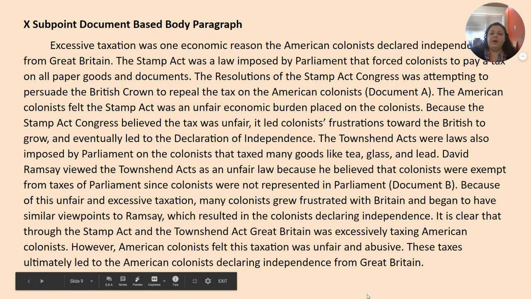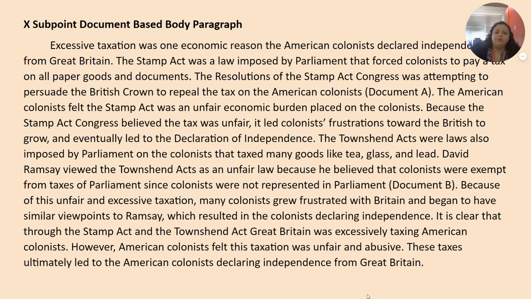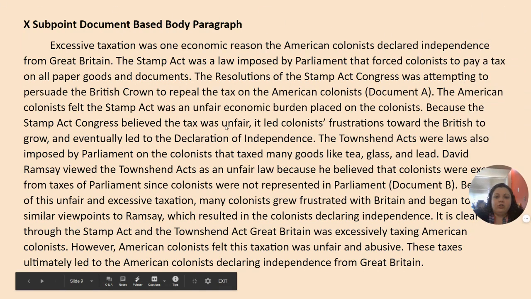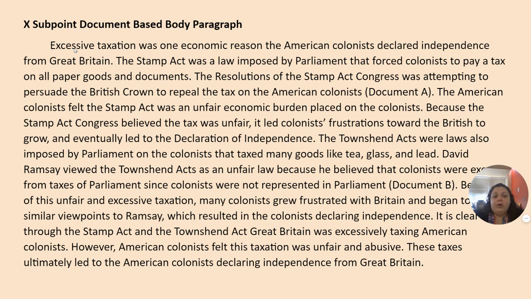So looking at an example of a document-based body paragraph, we're going to use document A and B, the Stamp Act and the Townshend Act, to basically analyze how they were excessive taxes on the colonists. So remember, a document-based question paragraph starts with a topic sentence. What's the subpoint? And assert the causation. Excessive taxation was one economic reason the American colonists declared independence from Great Britain. So we know the subpoint is excessive taxation, and we know the assertion is that it was a reason, it was a cause.